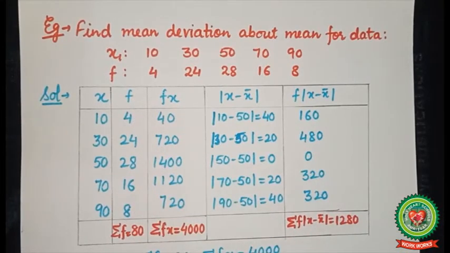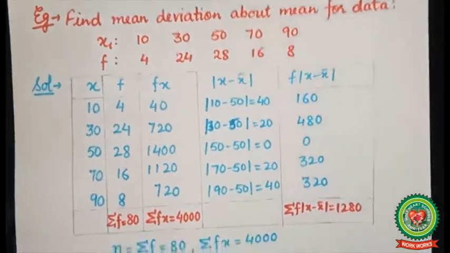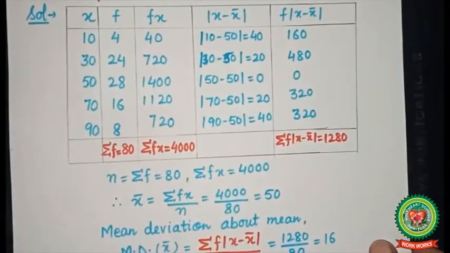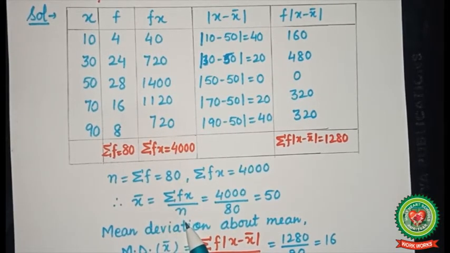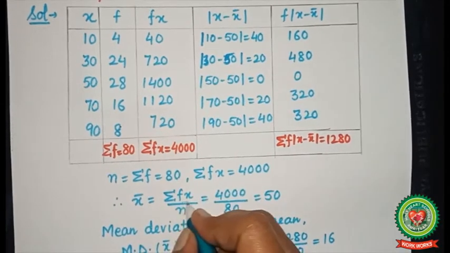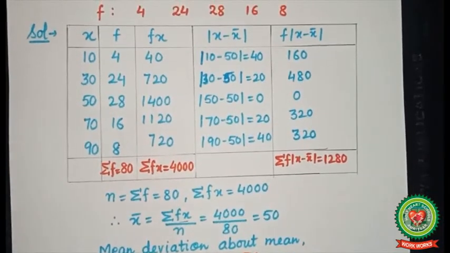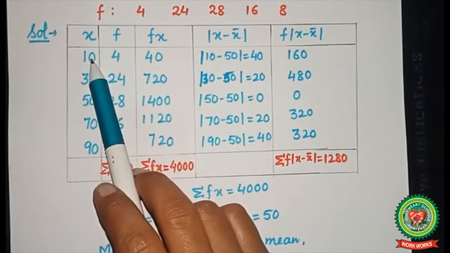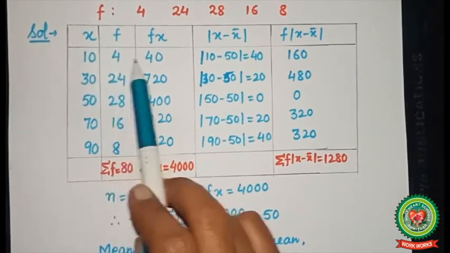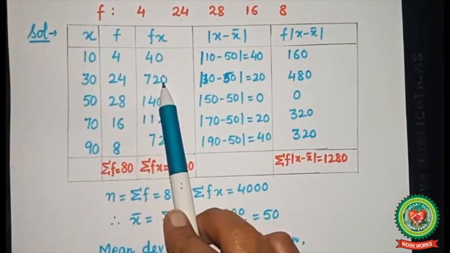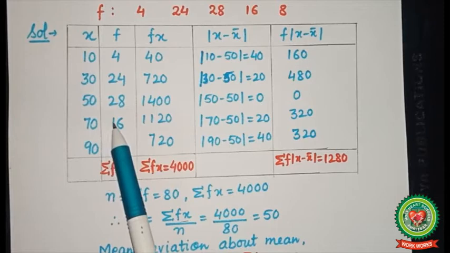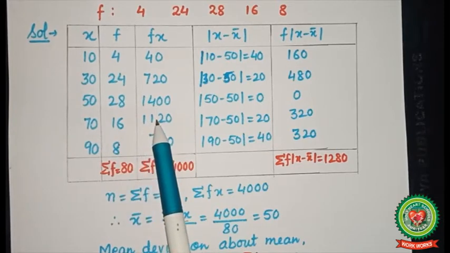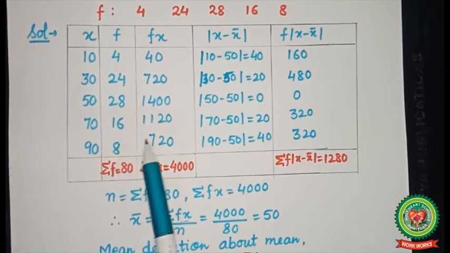The very first step is to find the mean. For finding the mean, the formula is summation fx upon n, or you can write summation f. So for finding the mean we require fx. Let's find fx first. For fx, multiply the values of x and f. Here 10 fours are 40, 30 into 24 is 720, 50 into 28 is 1400, 70 into 16 is 1120, and 90 into 8 is 720.